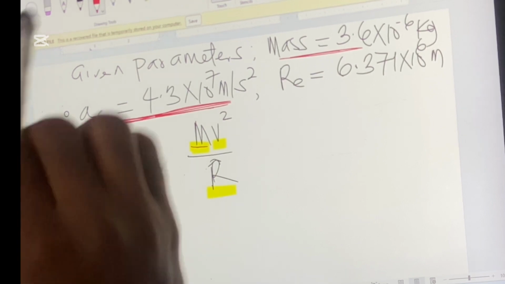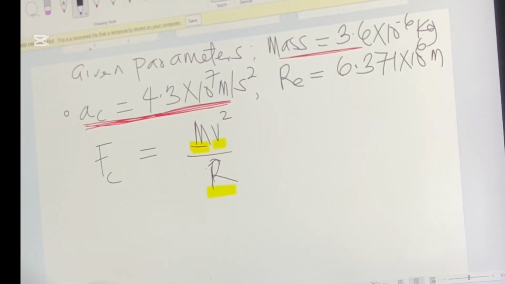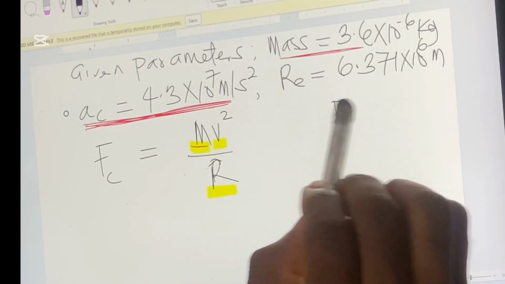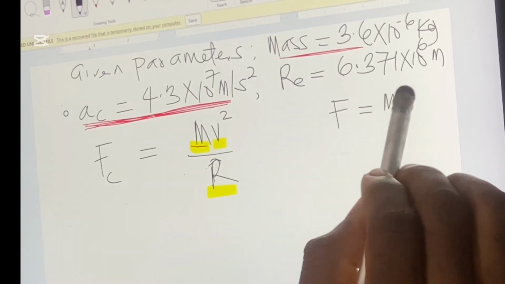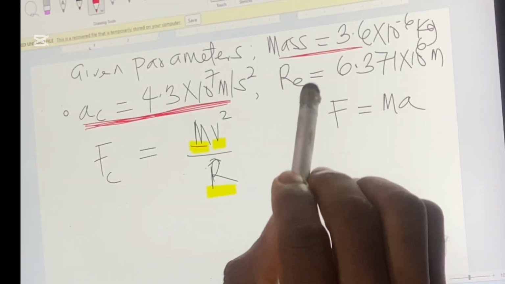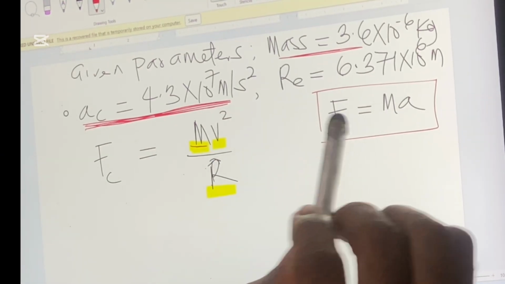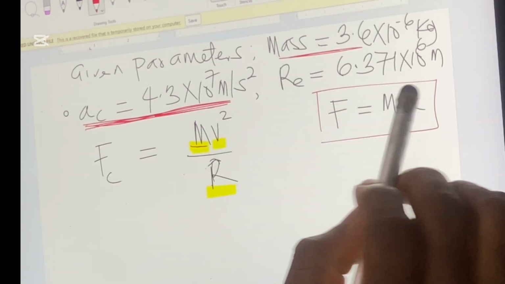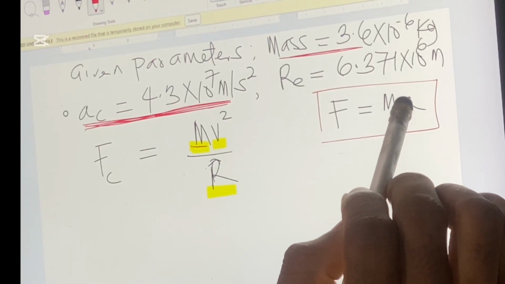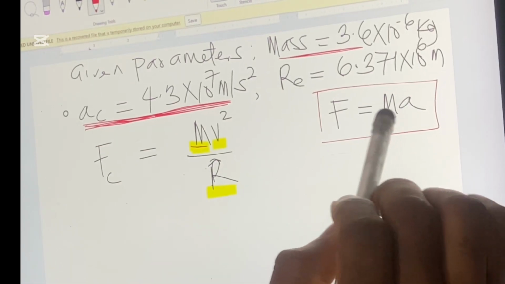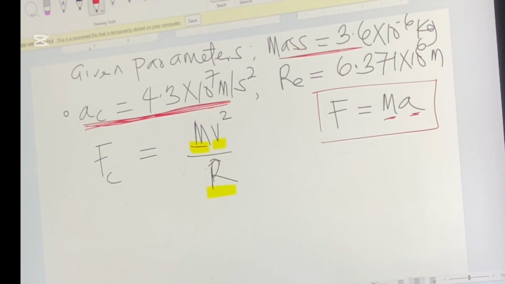Class, there's a formula we know before now that F is equal to ma. Do you remember this formula here? And then F is force, of course, but not centripetal force. This formula is for linear force, where m is mass, a is acceleration. What does it mean here?